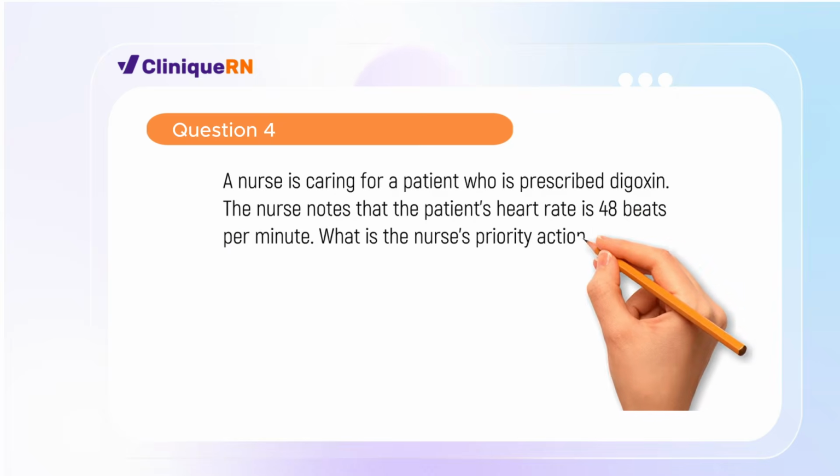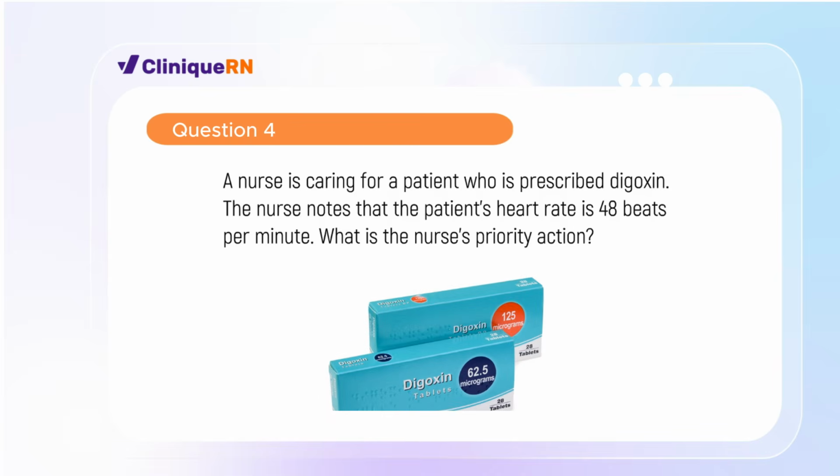Question 4. A nurse is caring for a patient who is prescribed digoxin. The nurse notes that the patient's heart rate is 48 beats per minute. What is the nurse's priority action?